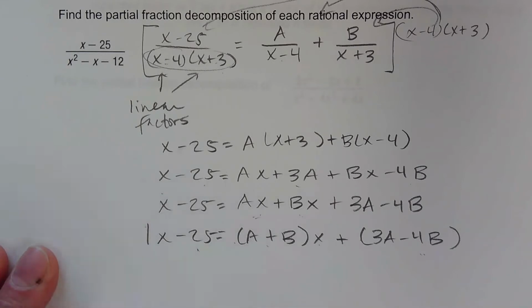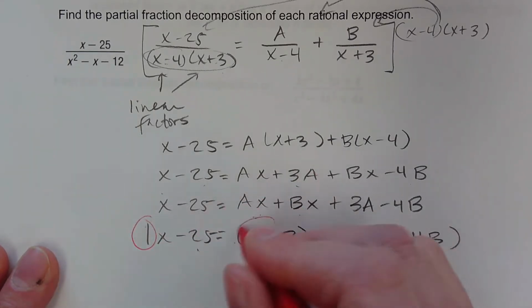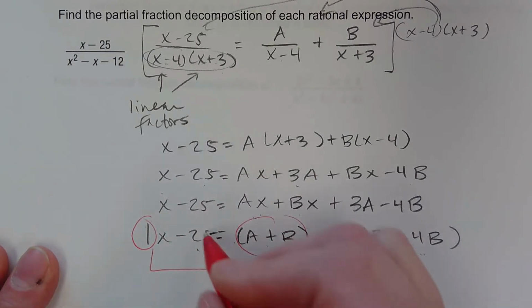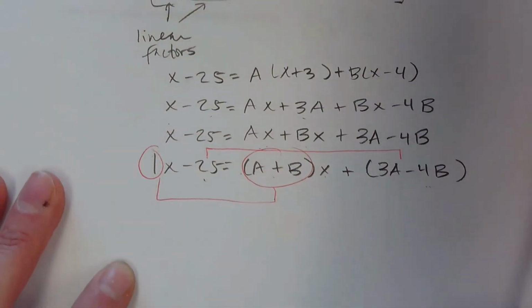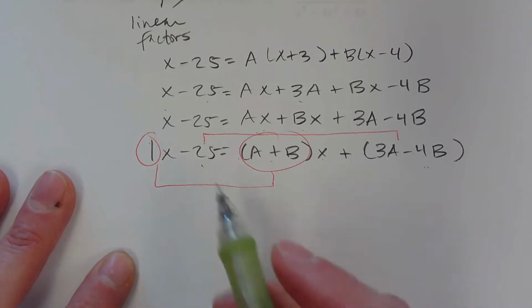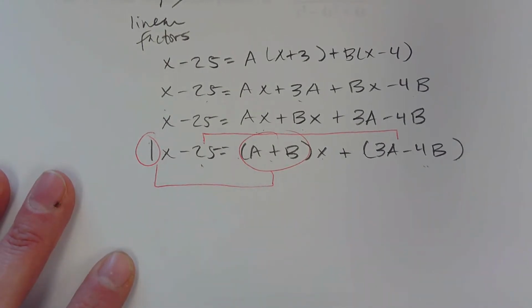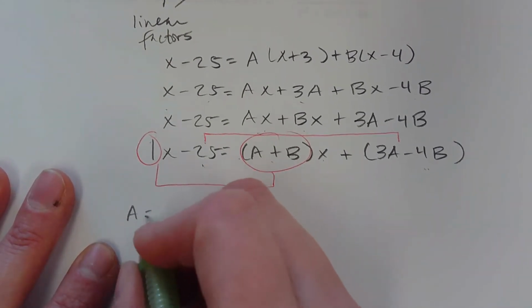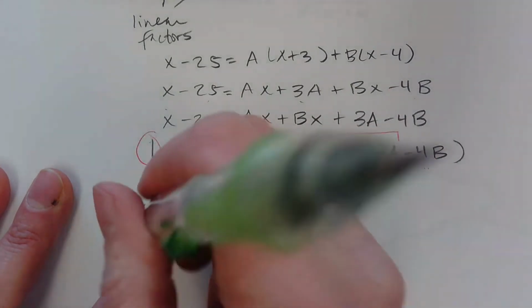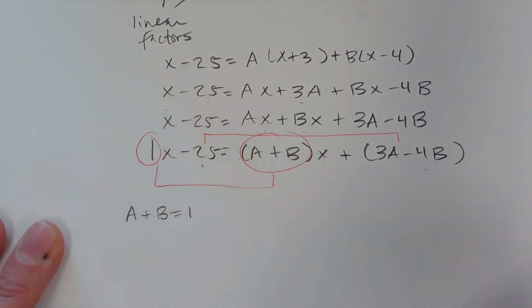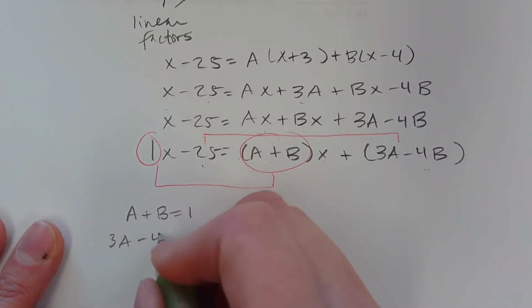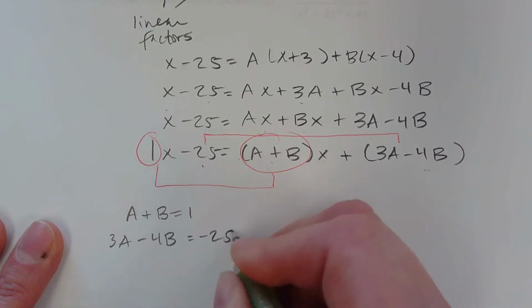So it turns out that we can make the 1 equal our a plus b because those are our x coefficients, and the negative 25 is going to equal the 3a minus 4b. So that's going to give us 2 equations to solve. So we're not solving for x, we're just solving for a and b. And so I have 2 equations and 2 variables. I meant to write a plus here, let's fix that. So a plus b is going to equal 1. And 3a minus 4b is going to equal a negative 25.